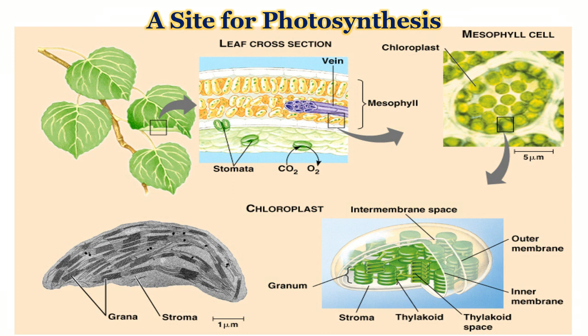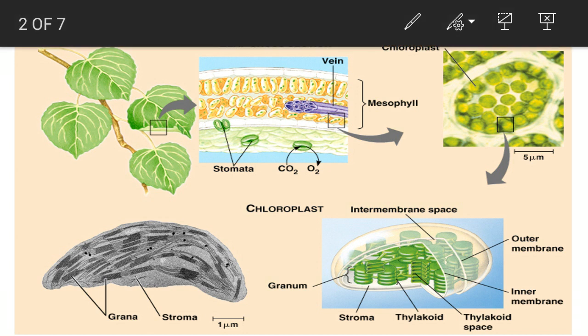In the cross section of the leaf, there are mesophyll cells. This mesophyll cell consists of a green color entity. This green color entity is called chloroplast. This is the electron microscopic view of the chloroplast and this is the diagrammatic representation. In both of these, we can see the components of the chloroplast.